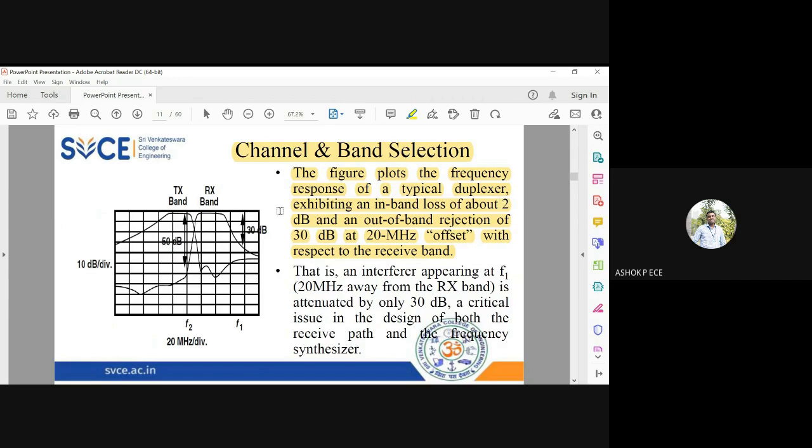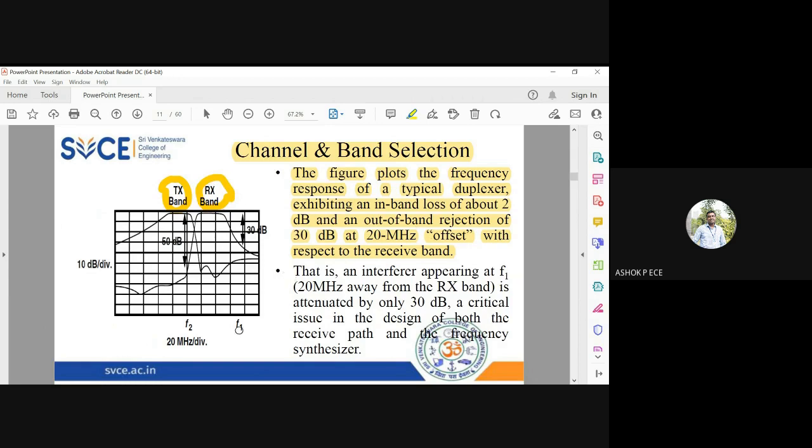So in band, I can see how the filters are sharply reducing. See here, it is very sharply reducing, and on the other side, it is slowly increasing. So in band, they can reduce up to 2 dB interference. They can remove out of band interference up to 30 dB at 20 megahertz offset. So the frequency separation of transmitter and receiver is going to be 20 megahertz.